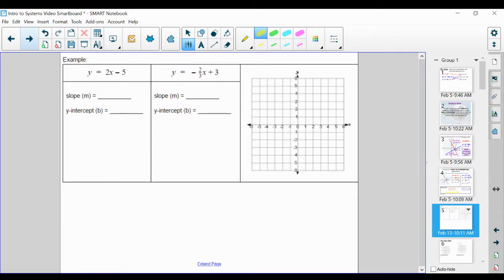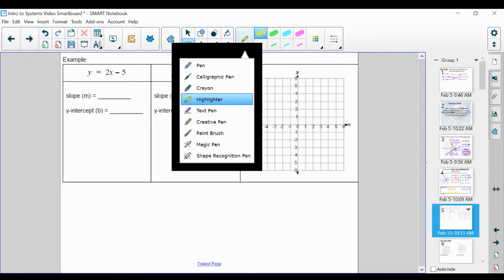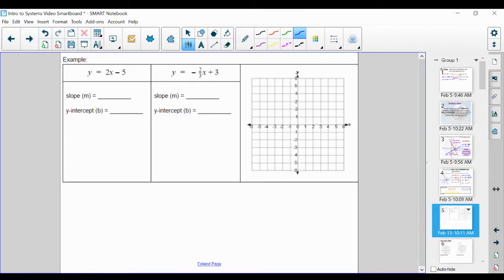Let's say we have the equations y equals 2x minus 5 and y equals negative 2/3 x plus 3. Let's first identify what our slope is and what our y-intercept is, because these are both in slope-intercept form. We're going to let the equation on the left, to help you out visually, be red, and the equation on the right be blue.